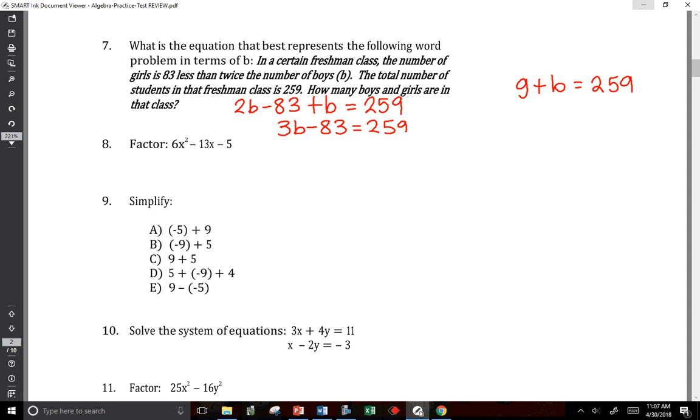I'll do my way. We'll see if you can handle this. This is what I do. I multiply the 6 to the end. So we have x squared minus 13x minus 30. And then I say what multiplies to negative 30 that adds to negative 13.